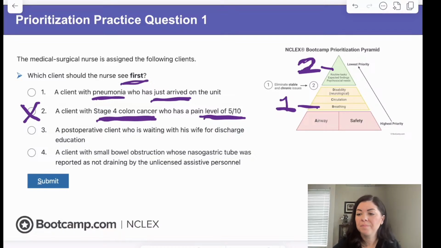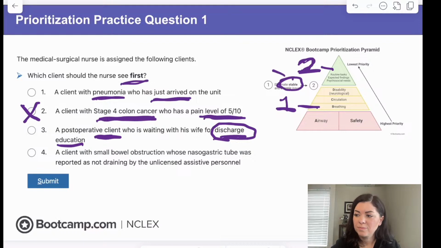Option 3, a postoperative client who is waiting with his wife for discharge education. What do you guys think about that? Are y'all concerned about the client in option 3? Well, I don't know about you guys, but I'm typically not in the habit of discharging unstable clients. So we know right away that if this client is waiting for discharge education, they are stable.